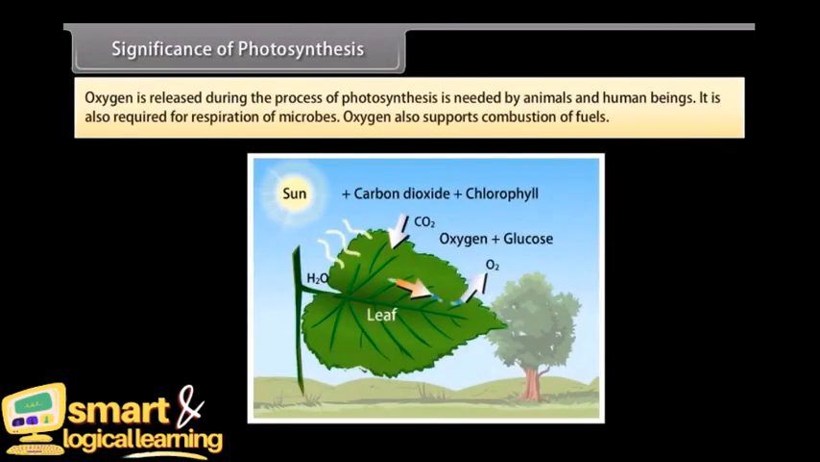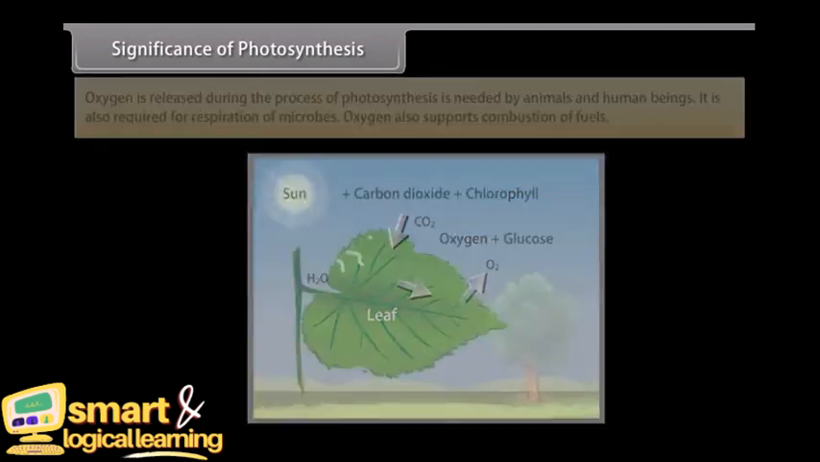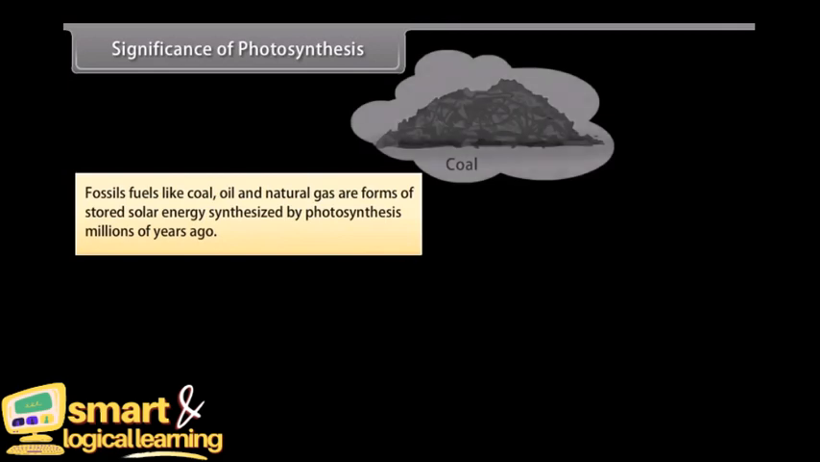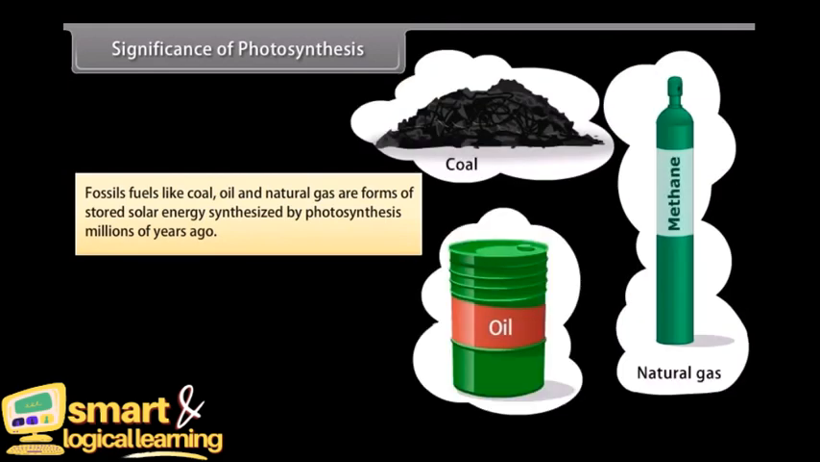Oxygen released during the process of photosynthesis is needed by animals and human beings. It is also required for respiration of microbes. Oxygen also supports combustion of fuels. Fossil fuels like coal, oil, and natural gas are forms of stored solar energy synthesized by photosynthesis millions of years ago.